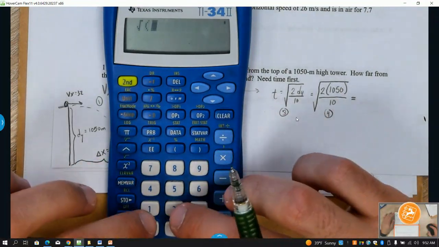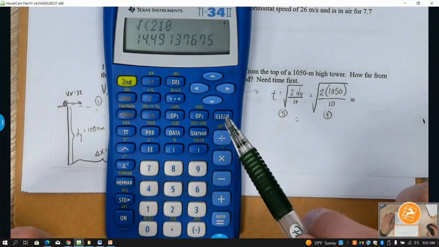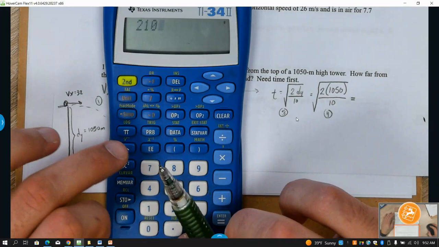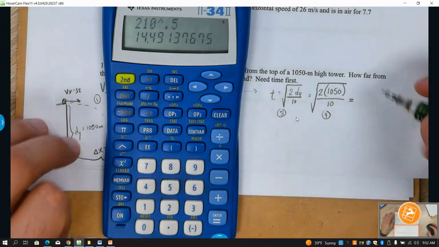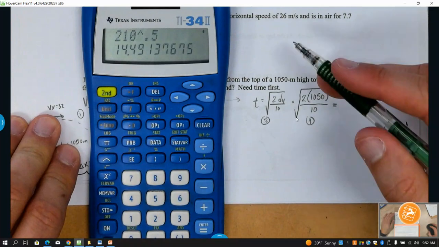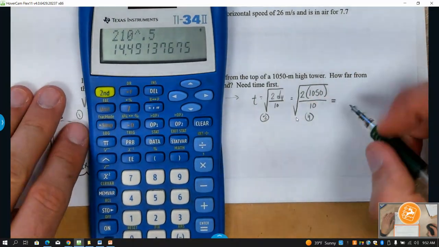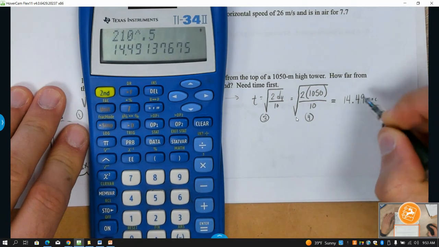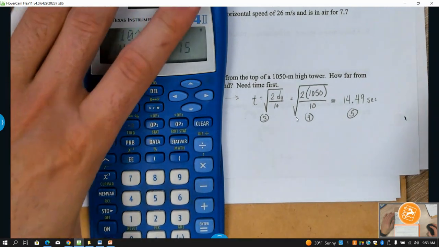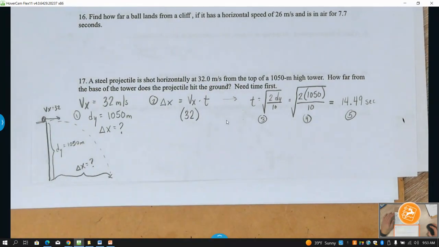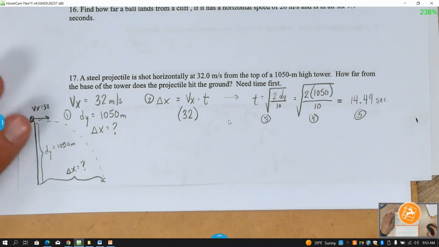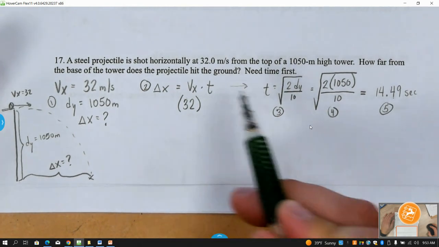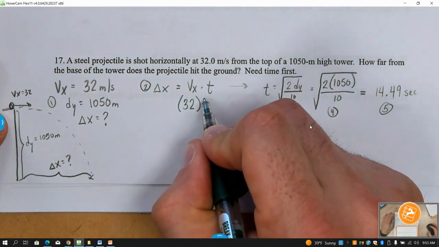So again, if I did square root of 210, I get my 14.49. And if I did 210 raised to the 0.5, it's the same answer. So round this to 2 decimals. So this is 14.49 seconds. That's my 5th point. The 6th point, now what I need to do is take this time and plop it in here for t.